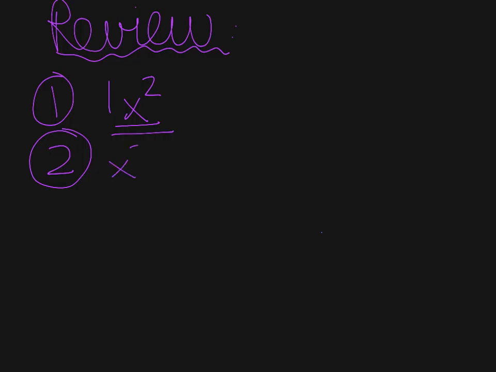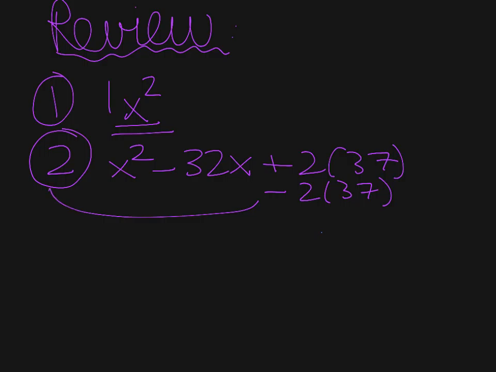Okay, so a quick review. The first thing you want to do for completing the square is make sure that x squared, or whatever variable is squared, is all by itself. It has a coefficient of 1. And the second step is to get rid of any number that is near the x squared that doesn't have an x attached to it. So in this case, it was x squared minus 32x plus 2 times 37. So you have to get rid of this. You have to subtract 2 times 37 on both sides and move it to the other side.